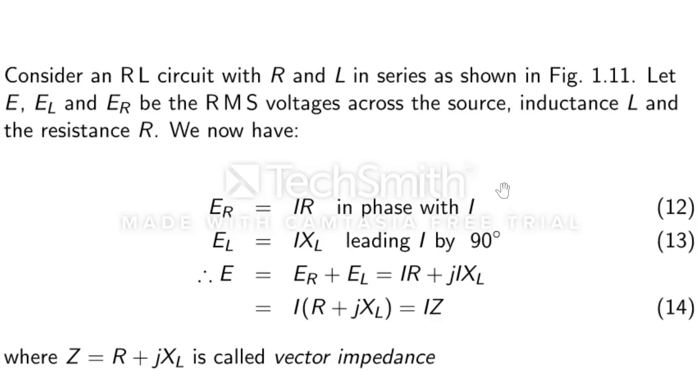We now have ER is equal to IR, which is in phase with current I. EL is equal to I into XL, which leads the current by 90 degrees, where XL represents the inductive reactance. Therefore, EMF E is equal to ER plus EL, which is equal to IR plus j times I into XL. Therefore, EMF E is equal to I times R plus j XL, which is equal to I times Z, where Z is called the vector impedance, given by the expression Z is equal to R plus j times XL.